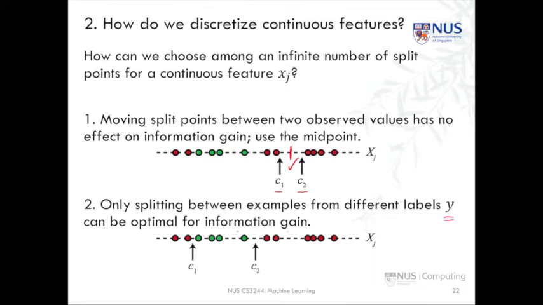In this case, if we have a binary classification problem where the positive examples are green and the negative ones red, the only admissible places where we should try to think about are between here and here. Using these two criteria together, we can create a candidate place to split the feature.